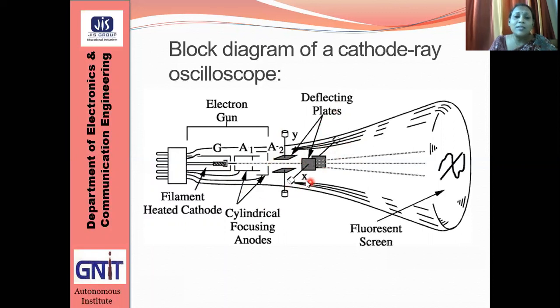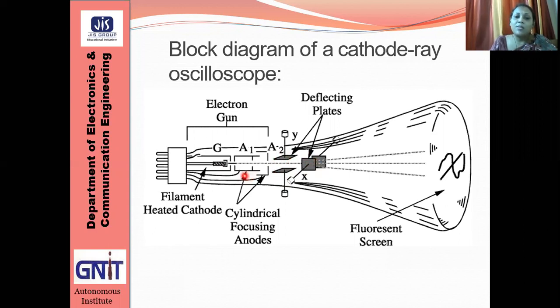The interesting thing is that the name vertical doesn't always signify the orientation. Actually, this is called the vertical plates, but the orientation is horizontal. This plate orientation is horizontal. And the second one, the orientation is vertical, but this is called the horizontal plate.